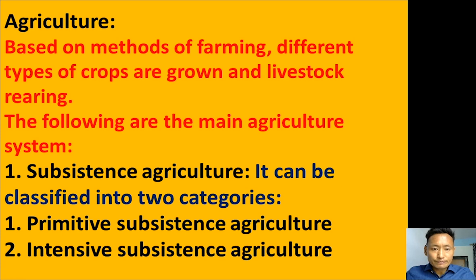So agriculture is further divided. The first type of agriculture that we are going to discuss and learn is subsistence agriculture. Subsistence agriculture is further divided into two. So what is meant by subsistence? Subsistence means the cultivation of crops that is done mainly for self-consumption. Agriculture means cultivation of crops, and subsistence means mainly for self-consumption. Subsistence agriculture is further divided or grouped into two categories: primitive subsistence agriculture and intensive subsistence agriculture.